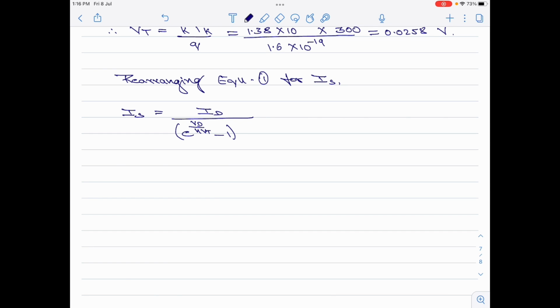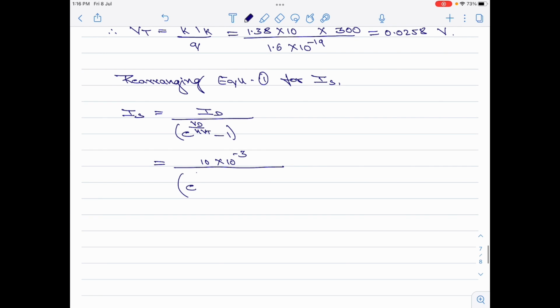Let us now substitute the values here. Id is given as 10 milliamperes. Vd is the applied input voltage, which is 700 millivolts. Eta for silicon based diode is 2 and the value of Vt we just computed is 0.0258 volts.